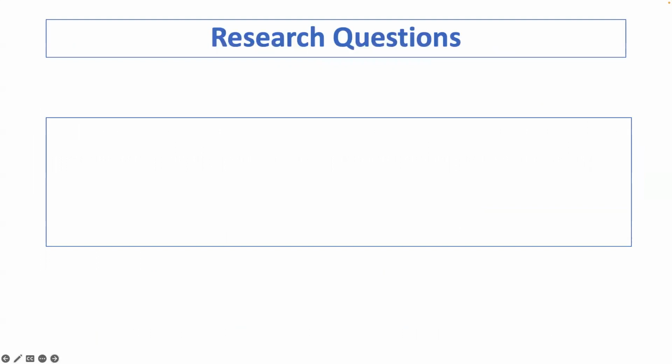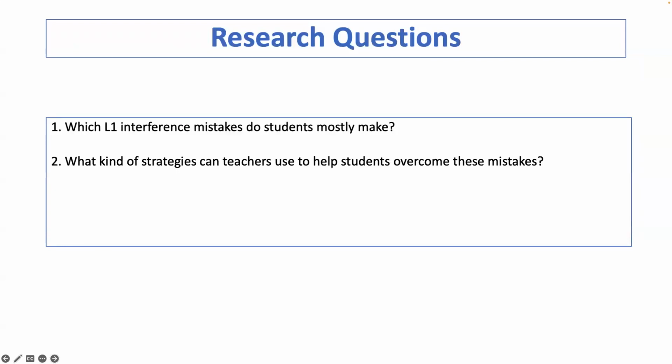So the research questions that guided the study were mainly three. The first one, which L1 interference mistakes do students mostly make? The second one, what kind of strategies can teachers use to help students overcome these mistakes? And the third one, up to what point can we resort to ICT to help them?